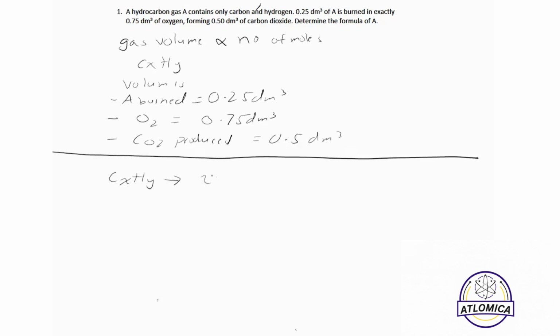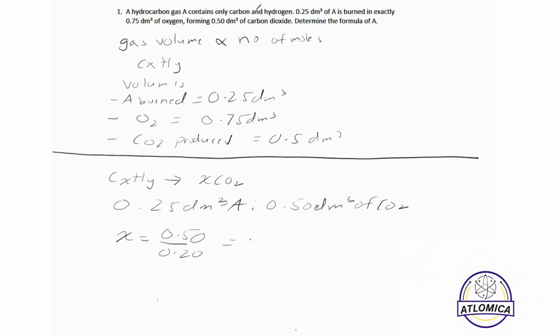We know that the moles of carbon dioxide are directly proportional to the number of carbon atoms in the hydrocarbon. So CxHy gives x CO2. That means the volume ratio is 0.25 dm³ of A to 0.5 dm³ of CO2. So the value of x would be 0.5 divided by 0.25. That means x is equal to 2. So if x is equal to 2, that means this is C2H5. Now what we have to find out is whether it is an alkene or an alkane.